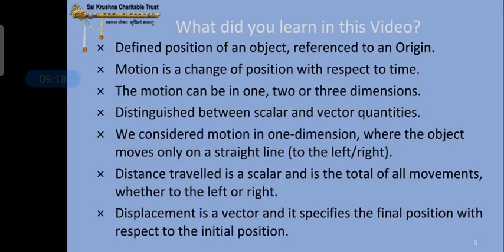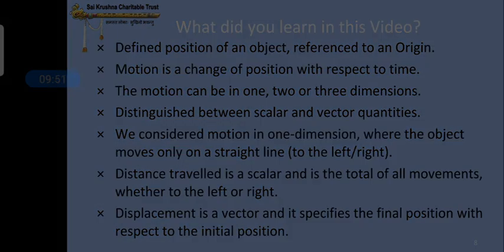So what did you learn in this video? We have learned about defining the position of an object with reference to an origin. Motion is a change of position with respect to time. Motion can be in 1, 2 or 3 dimensions, and we distinguished between scalar and vector quantities. We considered motion in one dimension where the object moves only on a straight line. Distance traveled is a scalar and is the total of all movements whether to the left or right. Displacement is a vector and it specifies the final position with respect to the initial position.